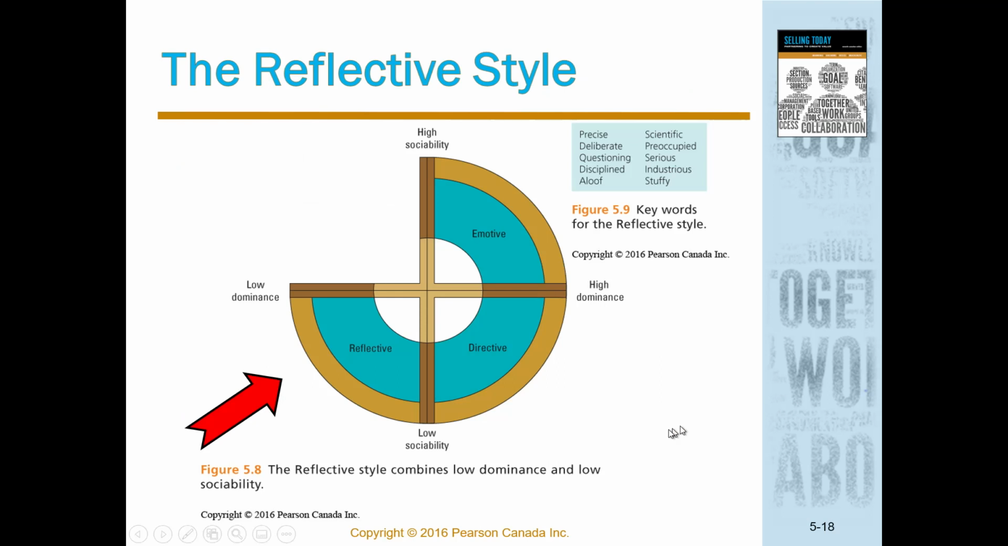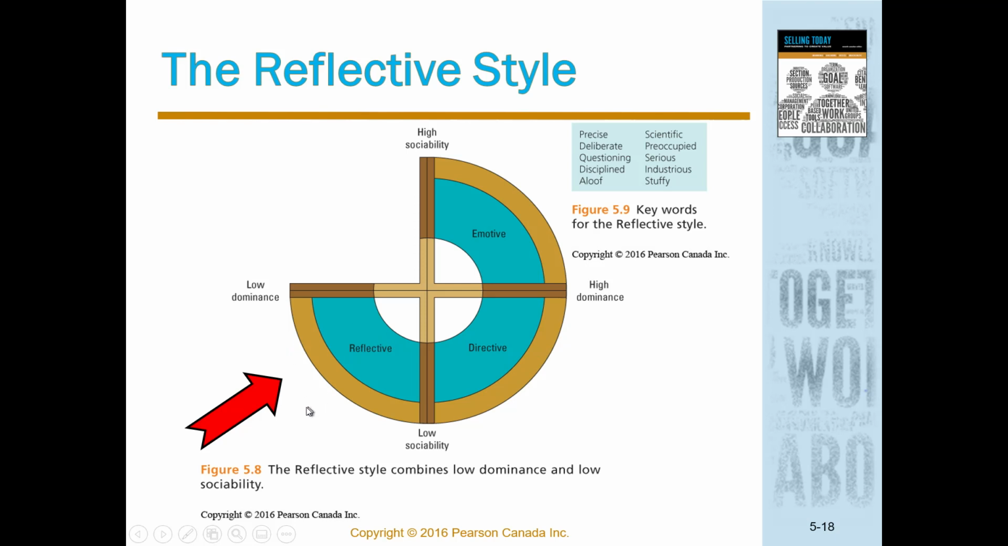Now the next one you've got here is reflective. So you've got low sociability, low dominance. Reflective is also someone that is analytical. Before I go on, let me tell you the colors. I did mention the color of emotives is yellow. Directors, can you guess what color that is? Yes, it's right there. The color red is for directors or directive. And reflectives, they are blue.